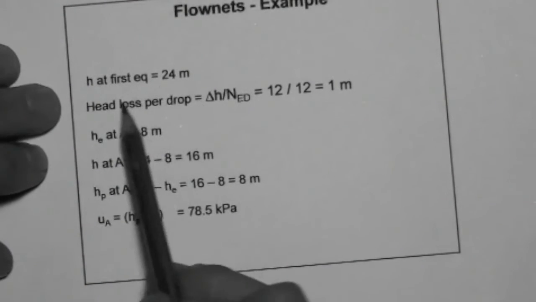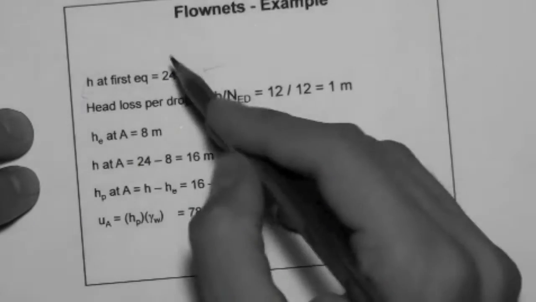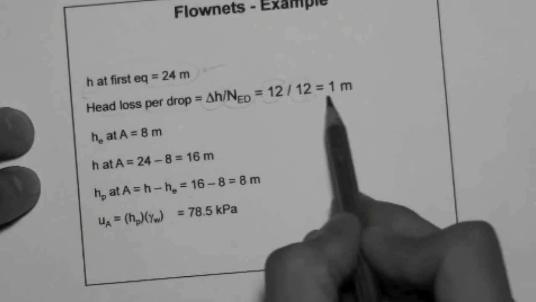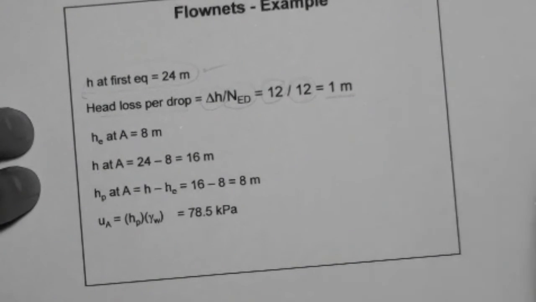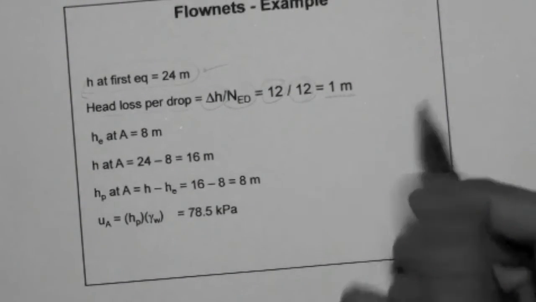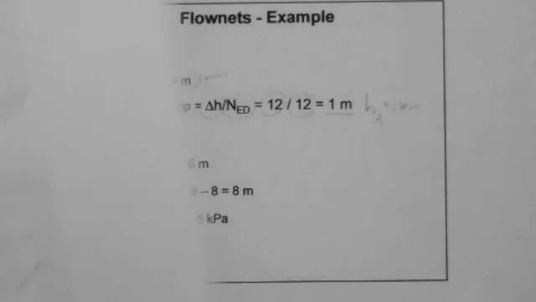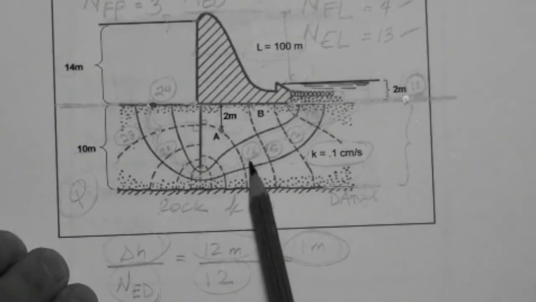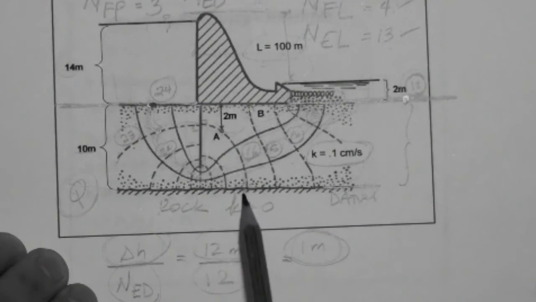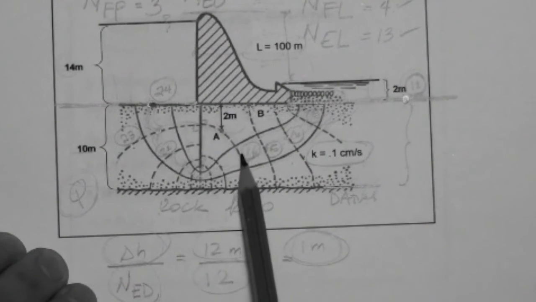Okay? And this is what we have here. The head at the first equipotential, yes, we know it. That is there just as a repetition of what we have at the top. But the head loss per drop is the delta H divided by the number of drops. The amount of energy lost over the number of drops, 1 meter. 1 meter of energy or head lost per drop. Okay? So, the head at A, 16 meters, right? Right there, 16 meters: 24, 23, 22, 21, 20, 19, 18, 17, 16. Along this whole equipotential line, any point has a head of 16 meters.